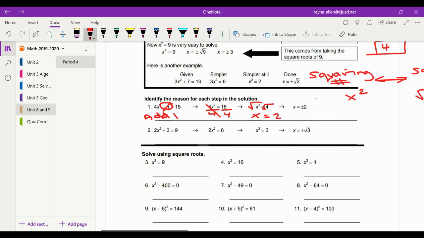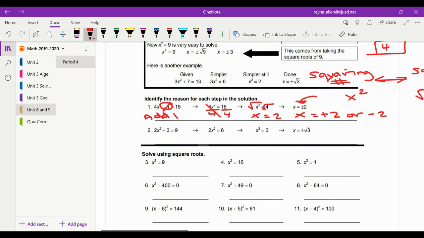But the biggest thing that you want to see is this right here. This is called plus or minus. Say it out loud. Plus or minus. That means x can equal positive 2 or negative 2. So you have two answers. Okay, so let's take a look at this one.